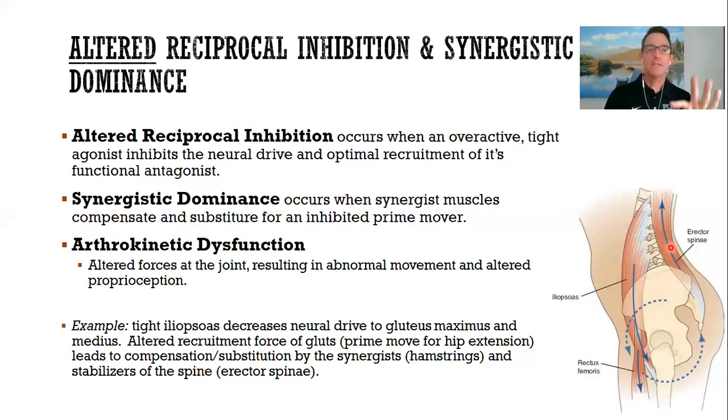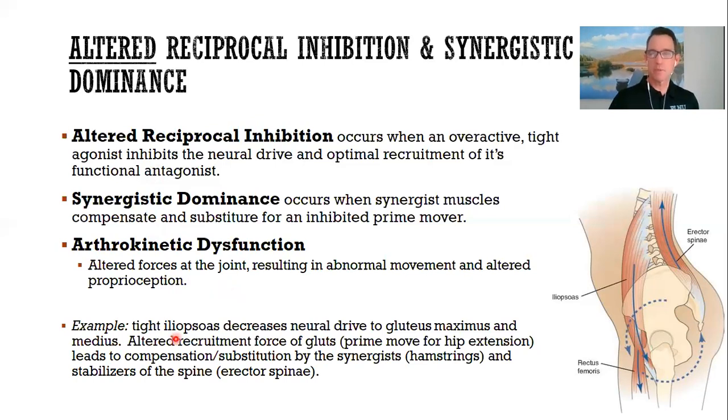But 3 key terms here. Altered reciprocal inhibition is that relationship that I just said when the antagonist is inhibited because of the tight, dominant, overactive agonist. And then synergistic dominance is when the friends of the inhibited muscle need to take over to perform the function of that muscle. Another example might be the gastrocsoleus and the tibialis posterior, which both are plantar flexing the ankle. And then because of these 2 things, arthrokinetic dysfunction can happen, which just means altered joint movements.